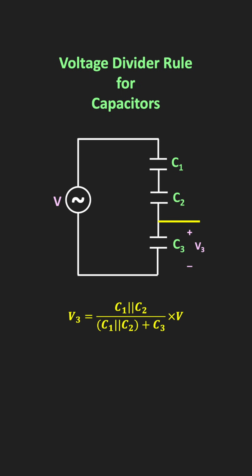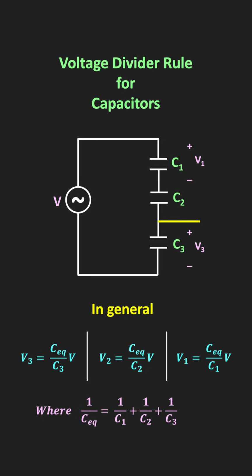Similarly, we can also find the voltage across the capacitor C1. So that is the voltage divider rule for capacitors. In this way, when more than two capacitors are connected in series, this is how we can find the voltage across a specific capacitor.